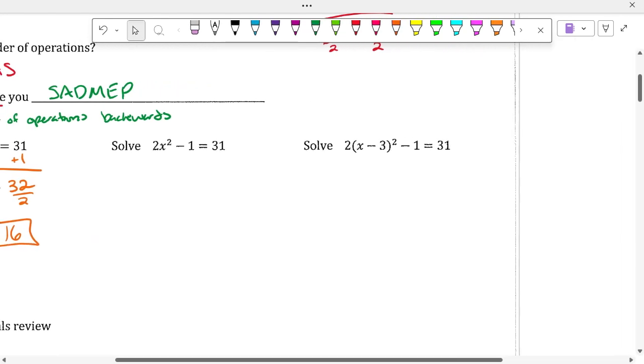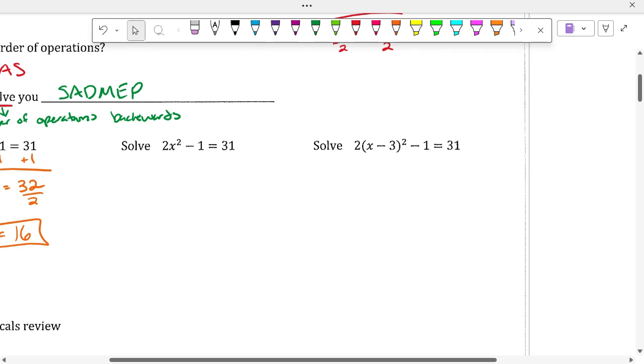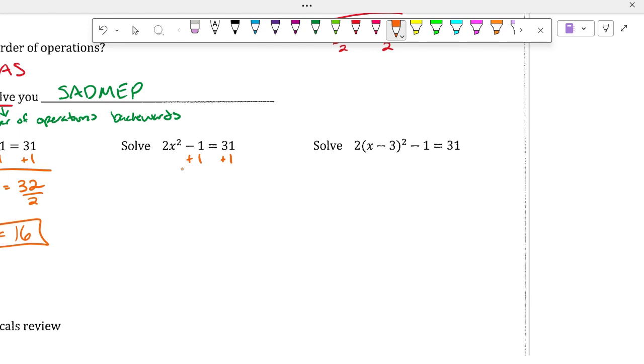Now let's look at if we threw an x squared in there. So what do you think I would do first based off of order of operations or backwards order of operations? We would add 1 first. We take care of the subtraction first. We get 2x squared is equal to 32. Now, based off of SADMEP, what would you do next? Would you handle the multiplication part or the exponent part? The multiplication. So what am I multiplying? The 2. So how do I get rid of it? Divide by 2. So x squared is equal to 16.